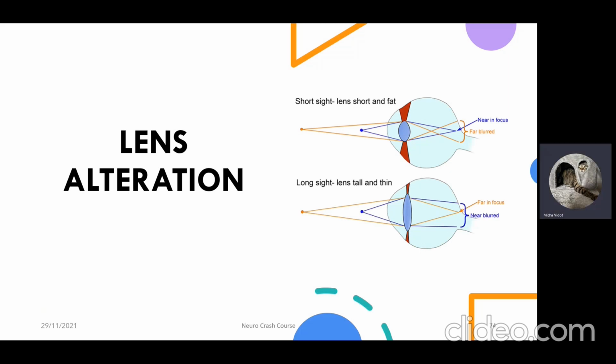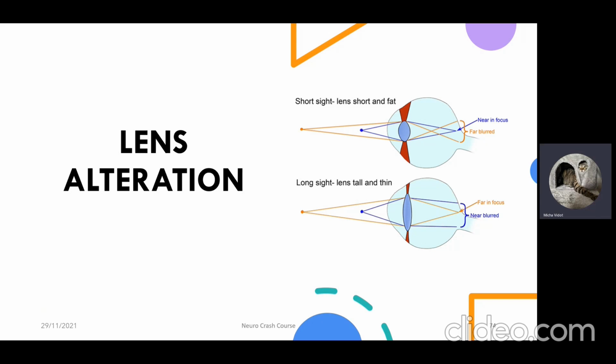So, as I mentioned at the beginning, the cornea does most of your light focusing, and then your lens does the sort of fine tuning. So we can alter our lens to focus our image a little better. Close objects can be brought into focus by making our lens fatter, and far away objects can be brought into focus by making the lens thinner.